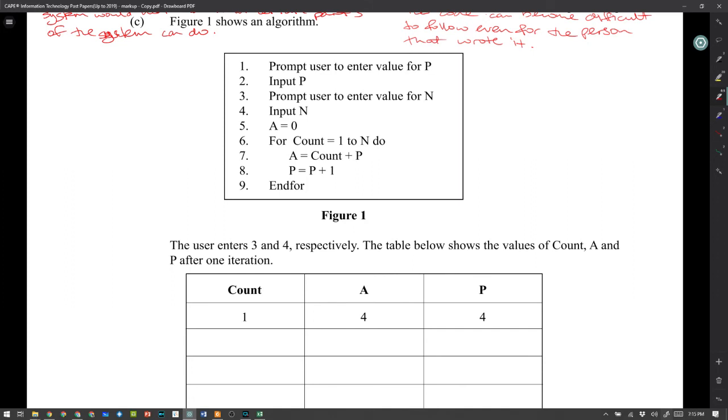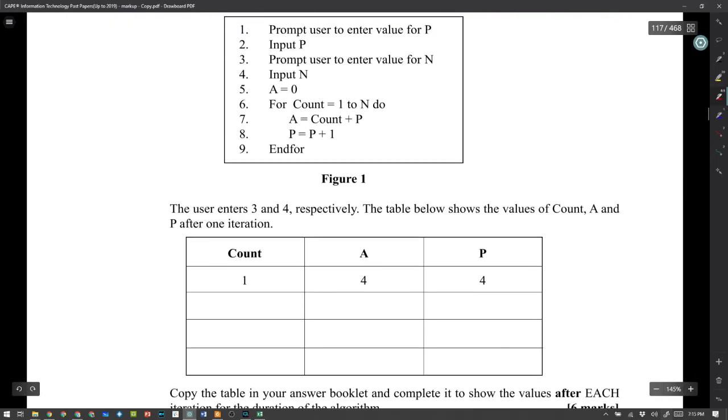Figure 1 shows an algorithm. Prompt the user to enter a value for P, input P. We have to do a trace table. Prompt the user to input N, input N. So we're reading a P and an N. The user enters 3 and 4 respectively. Then we're going through this loop part, which is just a for loop. We want to represent this for loop here.